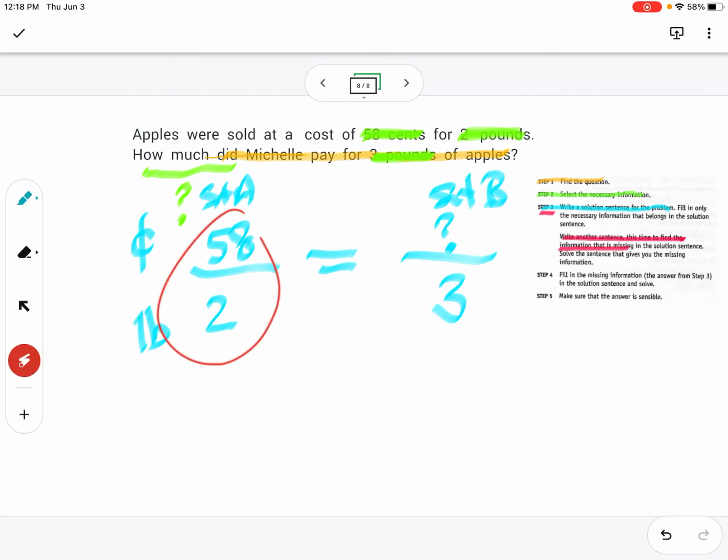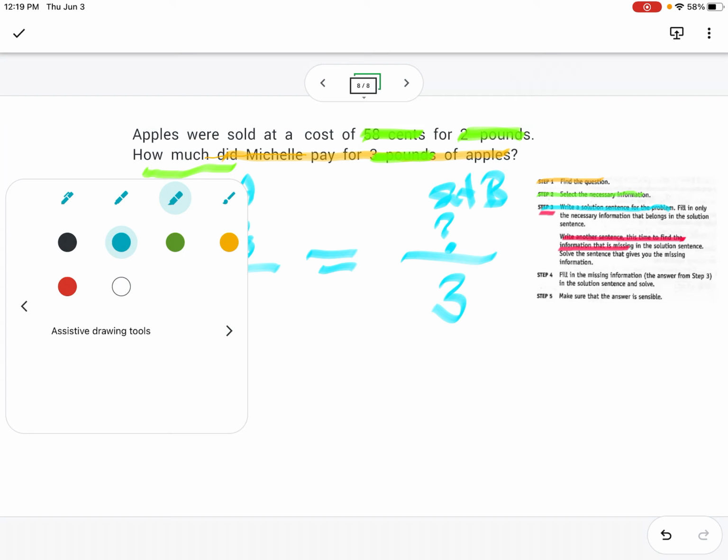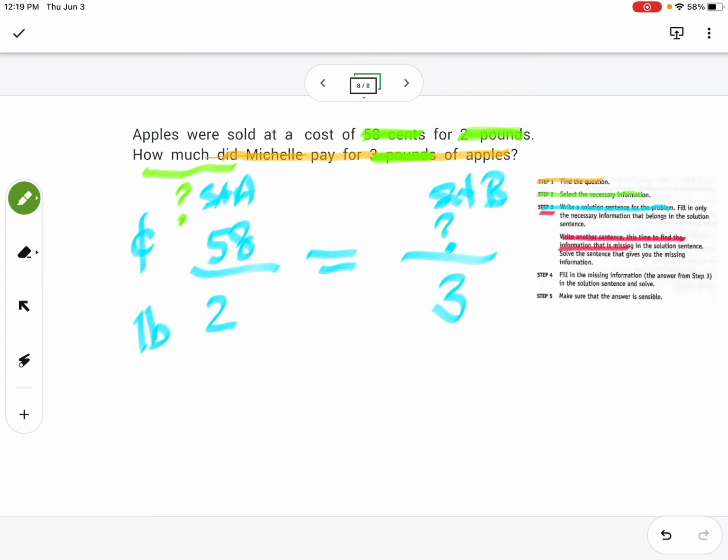I have one ratio equal to another ratio. I've been very careful to separate situation A, the normal cost, from situation B, Michelle's situation. I've made sure that my first ratio follows the same order as my second ratio. Cents over pounds for the first ratio, cents over pounds in the second ratio. From the ratio work that you've done back in unit number 8, you know that to solve this problem, you multiply the two numbers on the diagonal.